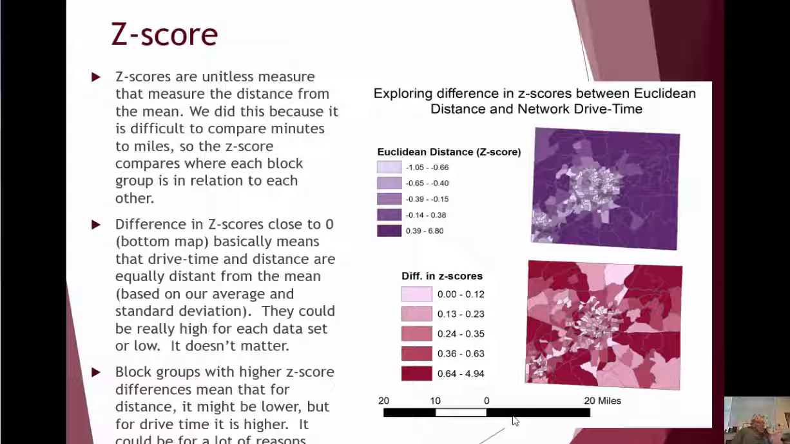And what our student also wanted to do was map the z-scores. A z-score is the difference between the value and it's basically calculation of the standard deviation.